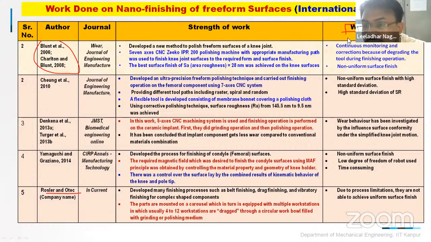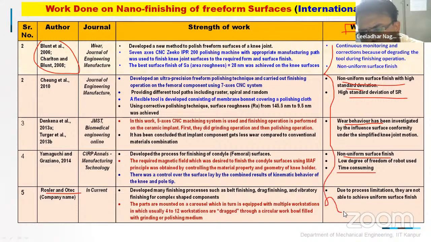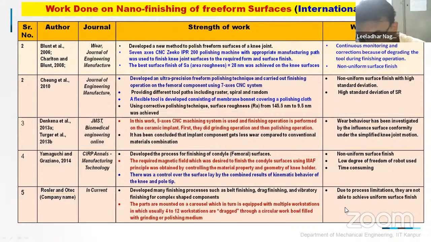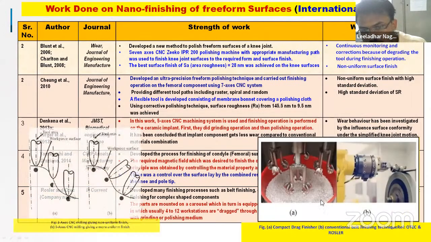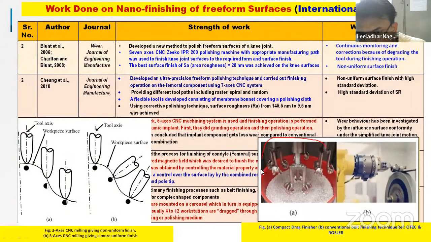The conventional finishing processes have non-uniform surface finish with high standard deviation of the surface finish, and wear and abrasion behavior has been investigated. Non-uniform surface finish and being time consuming are all weaknesses of the conventional processes that people are working on. This is the process people are working on for finishing this particular joint.